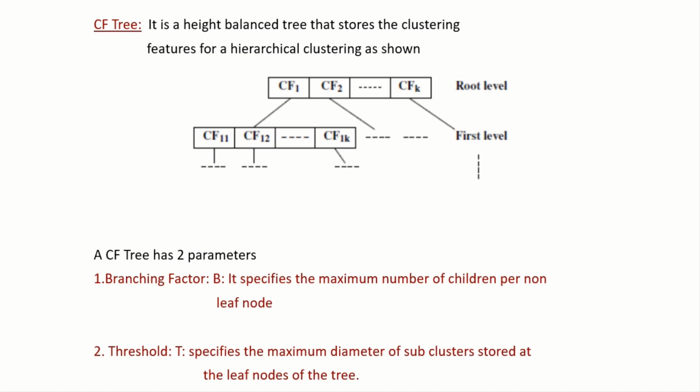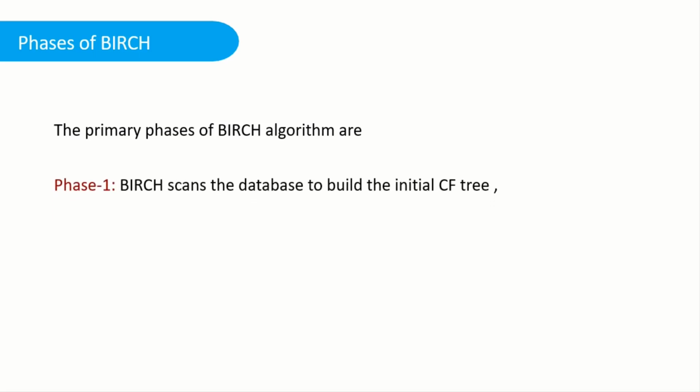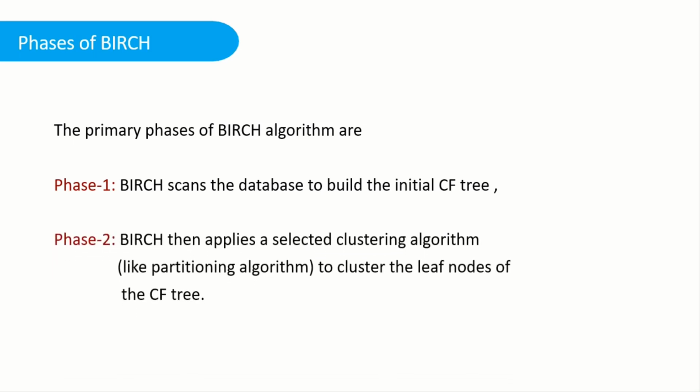So let's now discuss the primary phases of the BIRCH algorithm. In phase 1, the BIRCH algorithm scans the database to build the initial CF tree, and once the CF tree is built, it applies a selected clustering algorithm, like a partitioning algorithm, to cluster the leaf nodes of the CF tree.